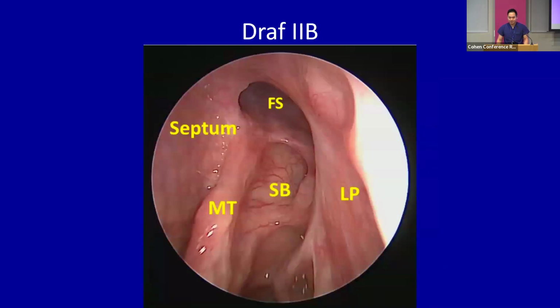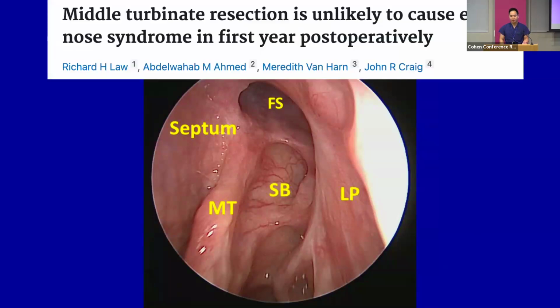And then Draf 2B is, as I mentioned, you take down part of the middle turbinate, the vertical portion, up into the frontal sinus. And there's a paper that I wrote when I was a resident. Some people argue that if you resect the middle turbinate, it can cause empty nose syndrome, which is a paradoxical sensation of nasal obstruction despite an open cavity, because they think there are nerve endings on these turbinates that regulate the sensation of airflow. Some patients develop what we call empty nose, but we think maybe there's a psychiatric component.